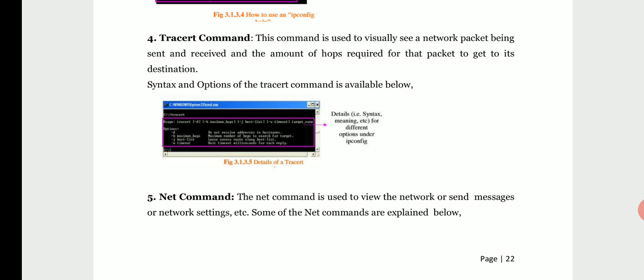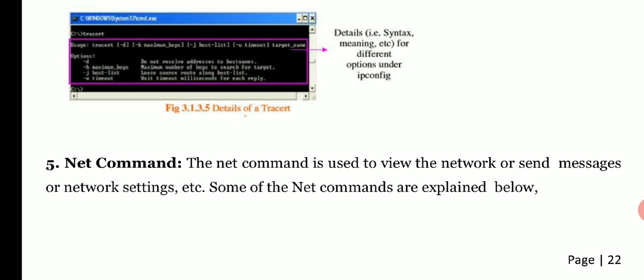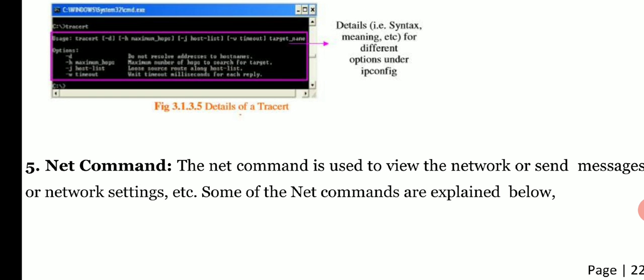From source to destination, how many devices it crosses over. Okay, the number of devices your message crosses over is called the number of hops. For example, if your message crosses 2 routers, it means there will be 2 hops. The syntax and options for the tracert command are given here. These are the details of the syntax and meaning of the different options.